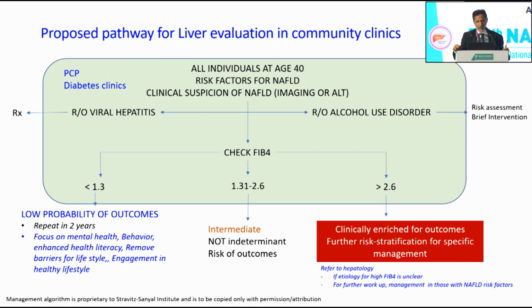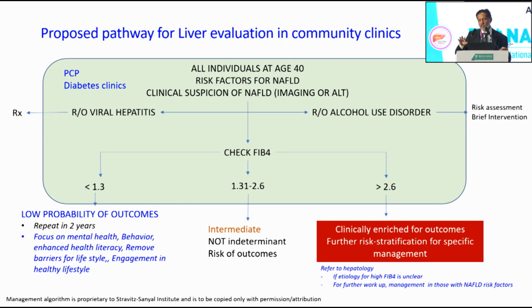Check your FIB4, and if it's less than 1.3, you have a low probability of outcomes. You can repeat in 1 to 2 years, and your focus is then mental health, behavior, health literacy, removing barriers to lifestyle change, and engaging in a healthier lifestyle. What to do when it is higher?